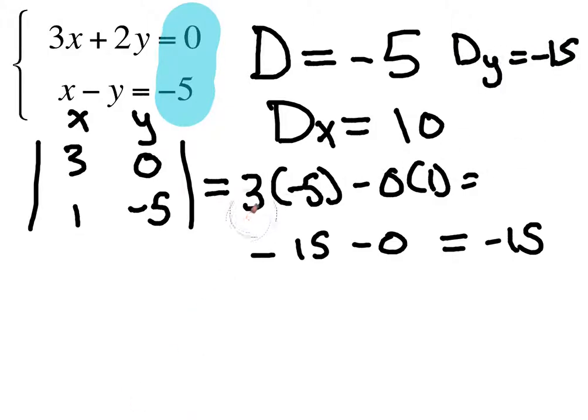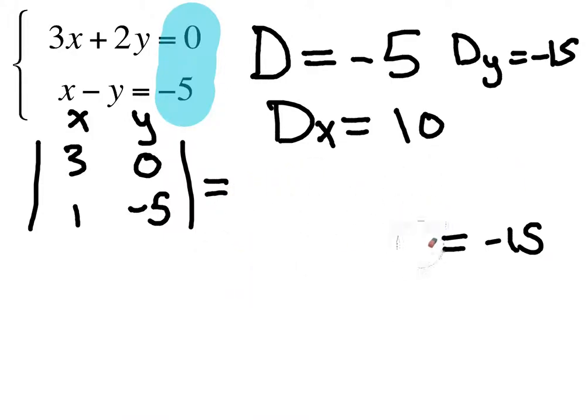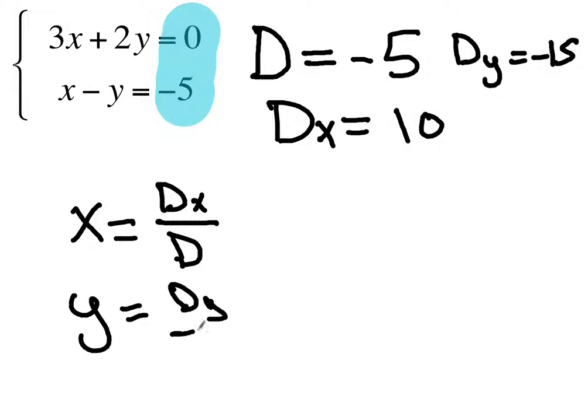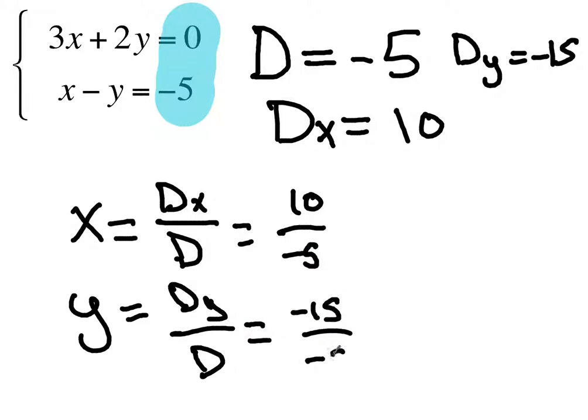So why did we do all this? Why did we find the determinant, dx and dy? It turns out that the x value for this system of equations, or all systems of equations, is equal to dx divided by d, and the y value is equal to dy divided by d. In this case, dx is 10 and d is negative 5; dy is negative 15 and d is negative 5, which means x equals negative 2 and y equals 3.